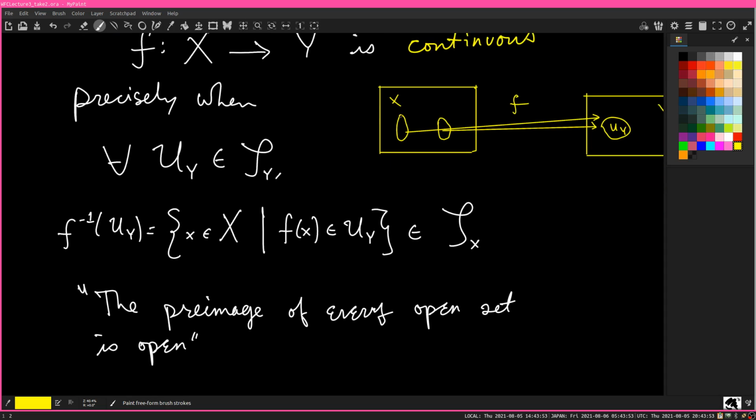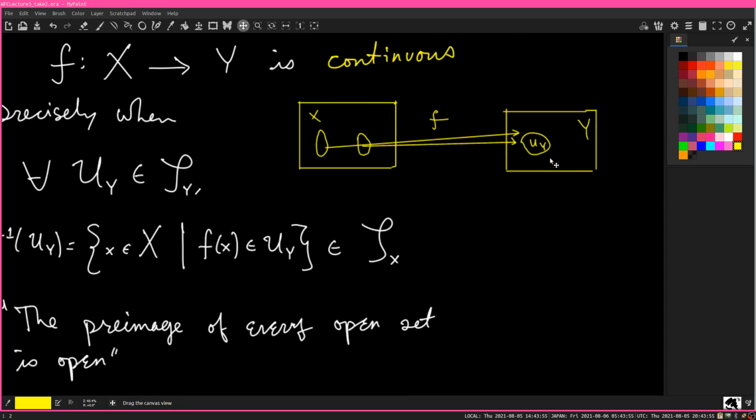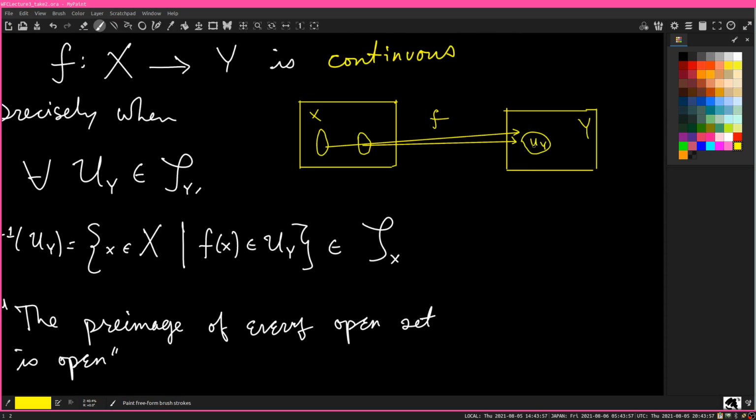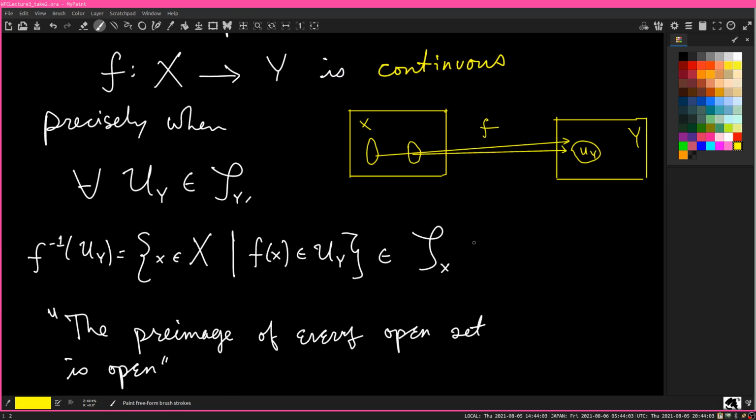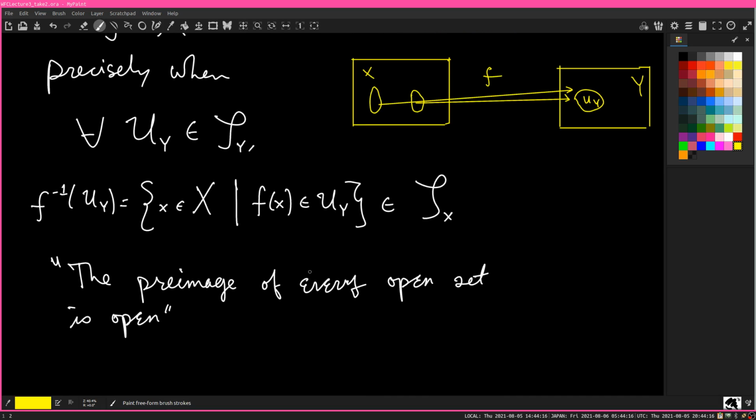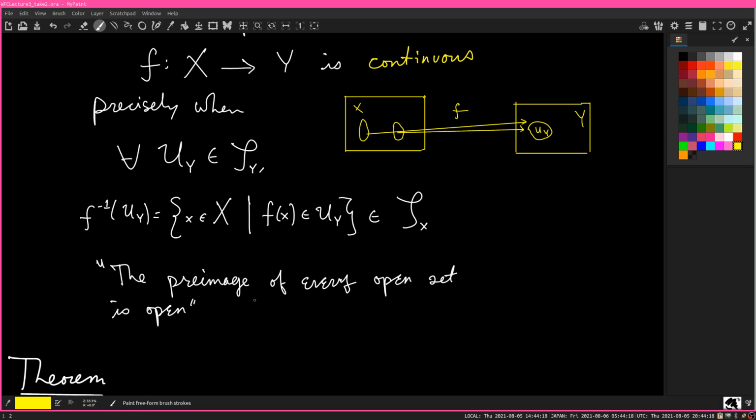This has to be an open set in X. If that is true for every U sub Y, which is an open set in Y, then the function f is continuous. That is the definition of a continuous function. And in the special case where you have the normal topology on R^n, then you get the epsilon delta definition. And so the sentence to remember: the preimage of every open set is open.